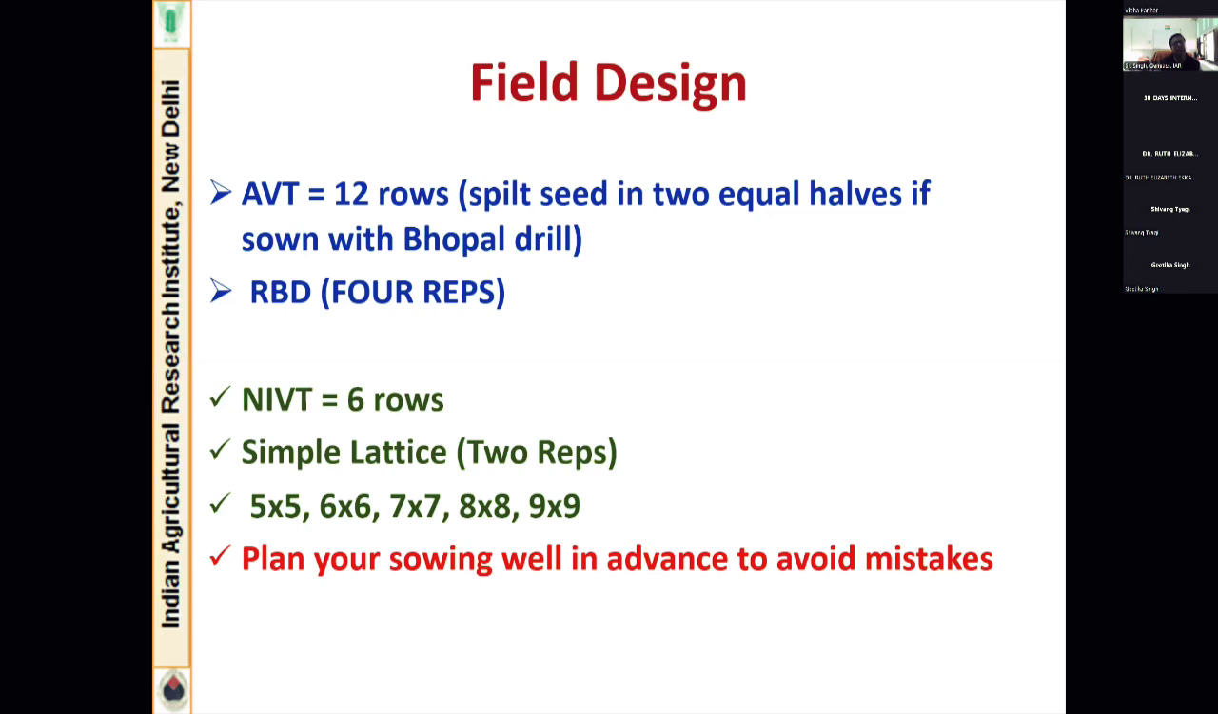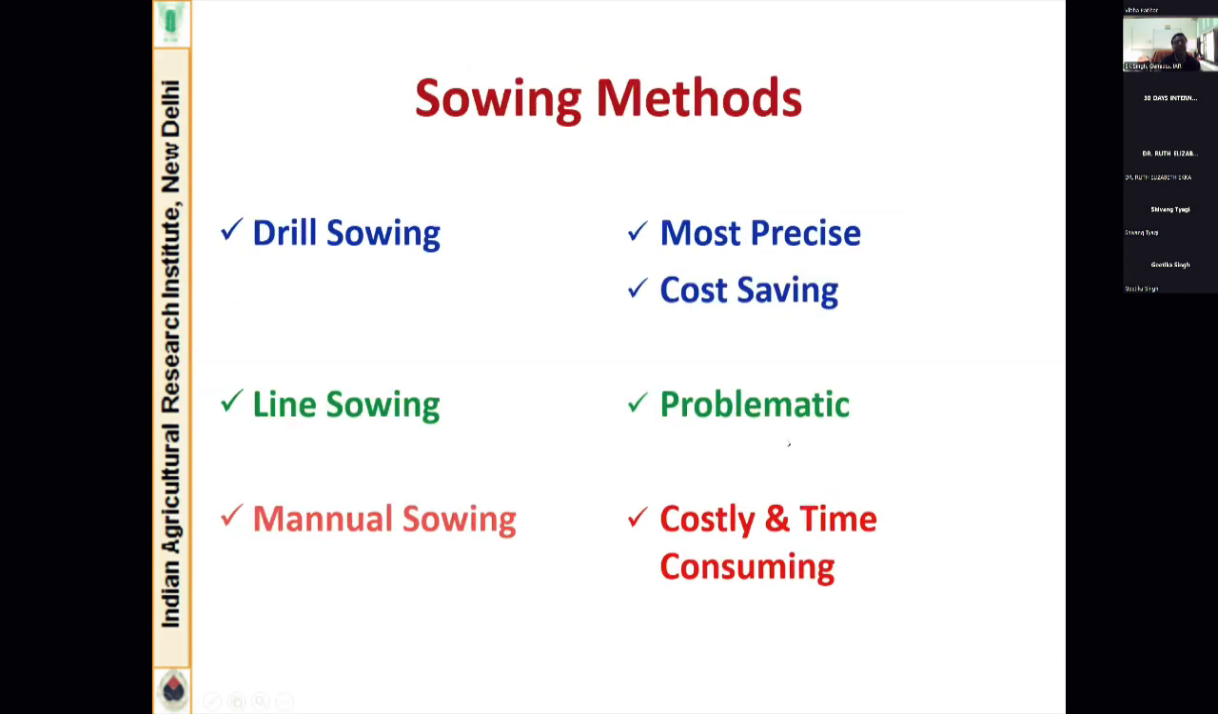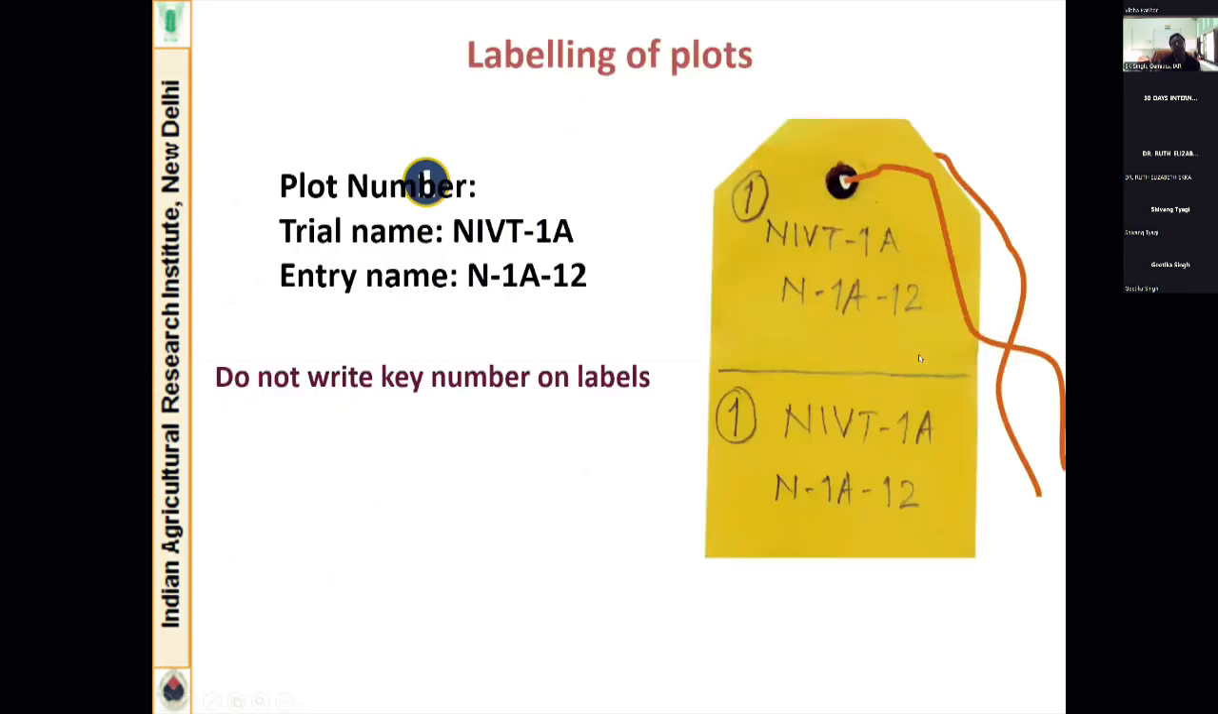In NIVT, we plant in 6 row plots. In simple lattice design, it may be 5 into 5, 6 into 6, or 7 into 7. So it is advisable to plan the sowing well in advance to avoid different mistakes occurring. There may be different sowing methods, by drill sowing, line sowing, or manual sowing for the trials.